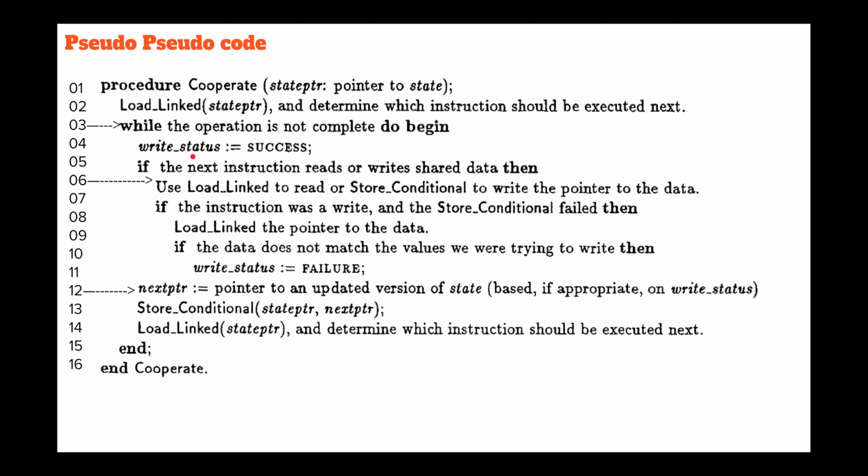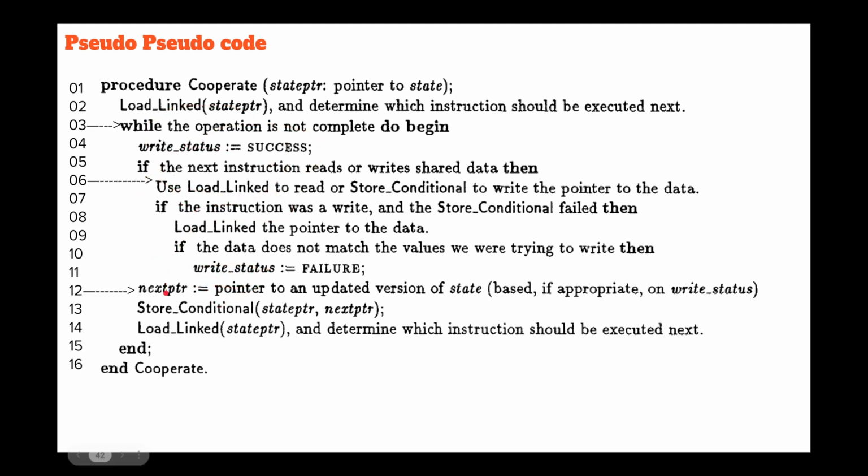If not, we enter the while loop. The first thing that we do is mark the operation as successful, and if the next operation is a read or write on a shared data structure, then we enter this if condition. Once we enter the if condition, we use load link or store conditional to read or write to the particular data structure. If the instruction was a write and the store conditional failed, then we reread the data from the original shared data structure using load link. If the data also doesn't match what we are trying to write, then we mark the status as failed, and we proceed with the next step.